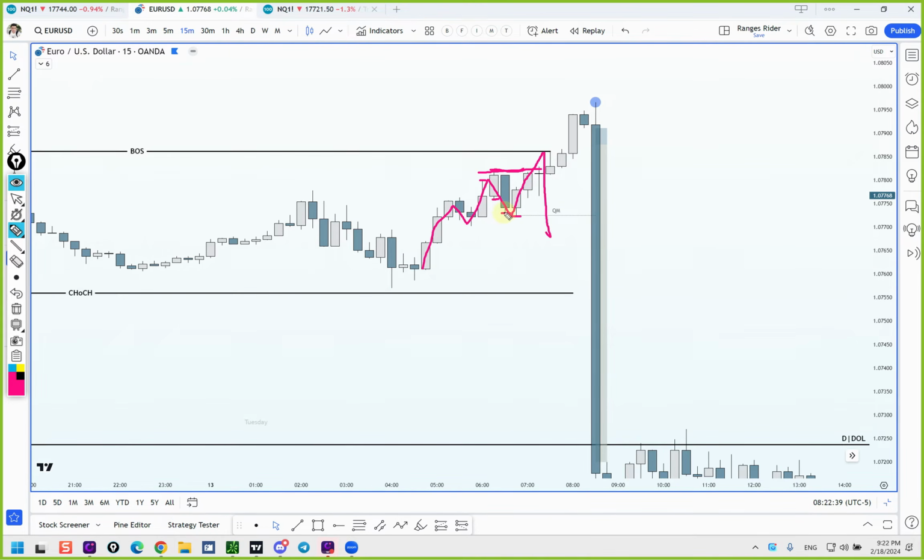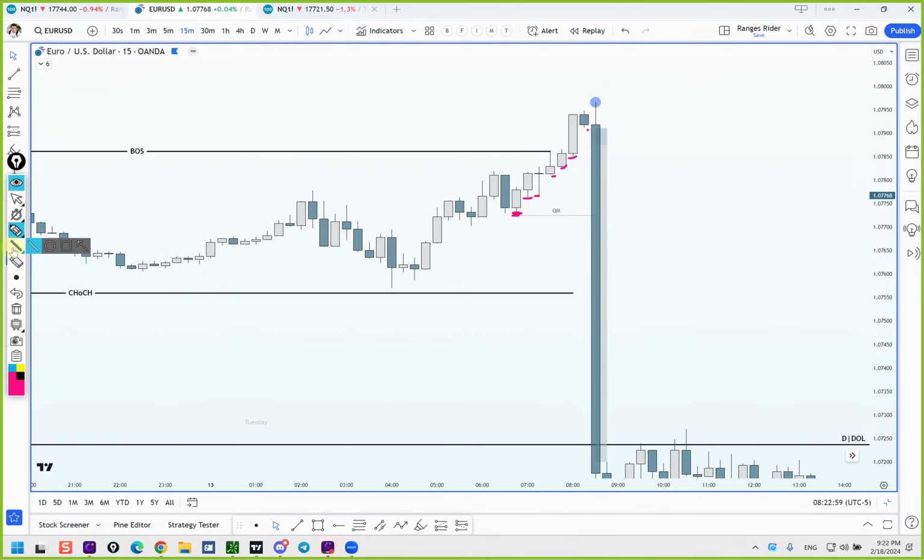But where is the breakup structure? We don't have the breakup structure in order to confirm our range. So we will just continue. But once we continue, which one is our valid pullback? This one, right? Because the low was never broken. So this is the last low.